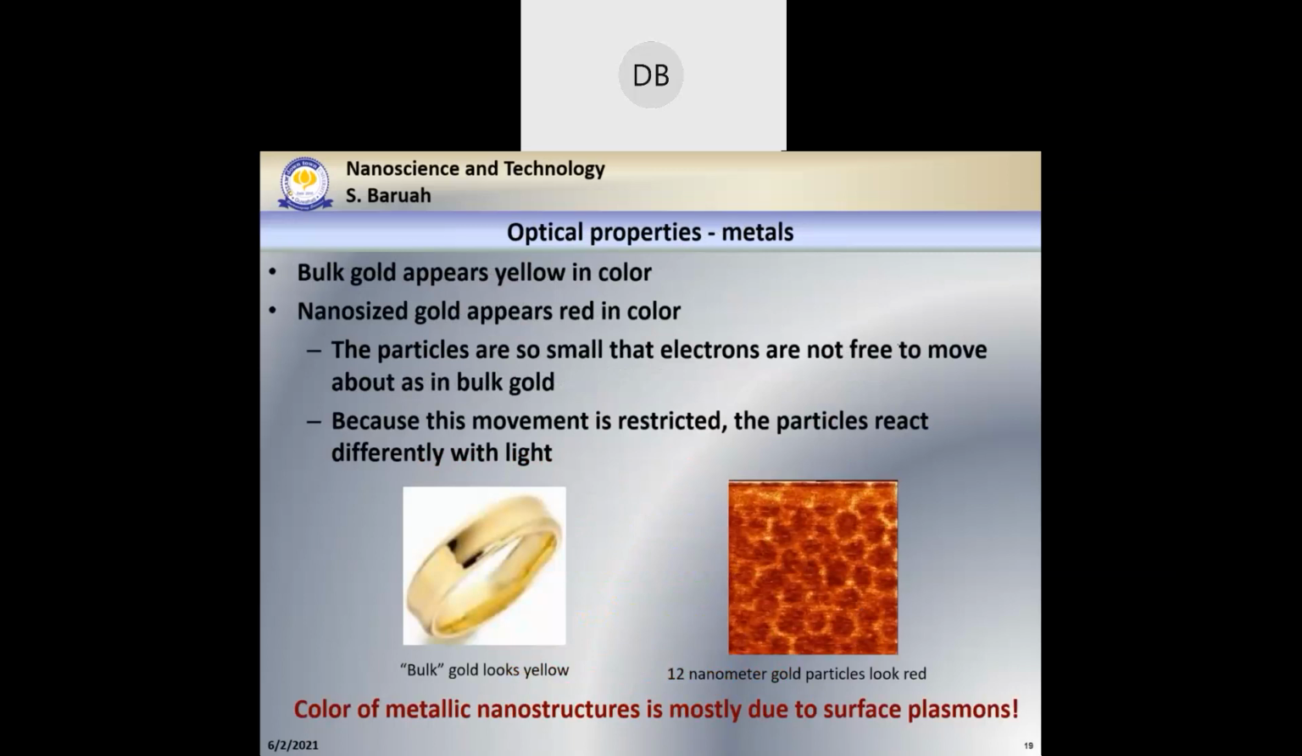The particles are so small that electrons are not free to move about as in bulk gold. I told you, in nanoparticles we are constraining the movement of the electrons in all the dimensions, because it's a quantum dot, a small one, a zero-dimensional material. In a zero-dimensional material, we are restricting the movement of the electrons in 3 dimensions. But in bulk gold, it's a metal, so the electrons just move around freely. The color of gold nanostructures is mostly due to surface plasmons. These are 12 nanometer size particles, and you see they are red in color.